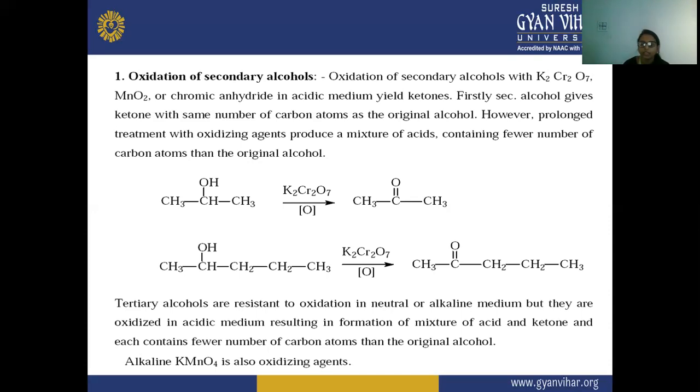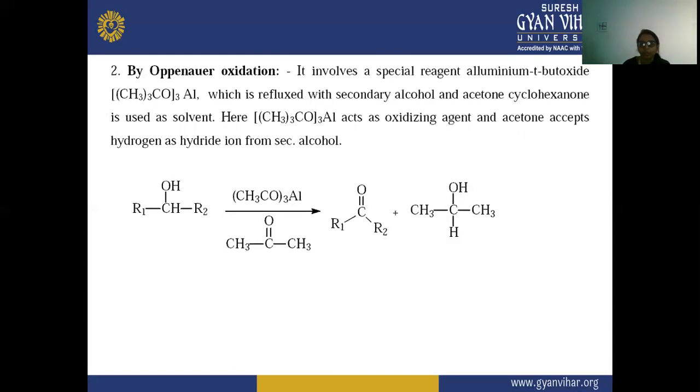Alkaline KMnO4 is also used as an oxidizing agent. Next is Oppenauer oxidation. It involves a special reagent, aluminium tert-butoxide, (CH3)3CO)3Al.